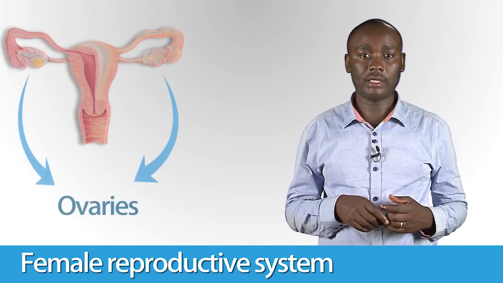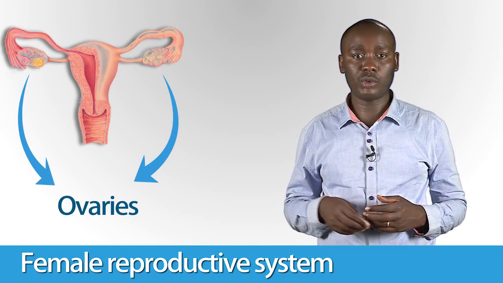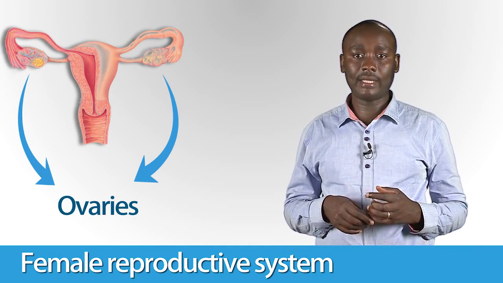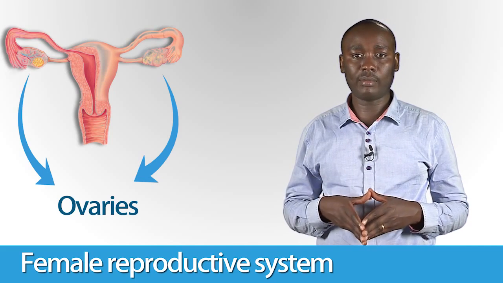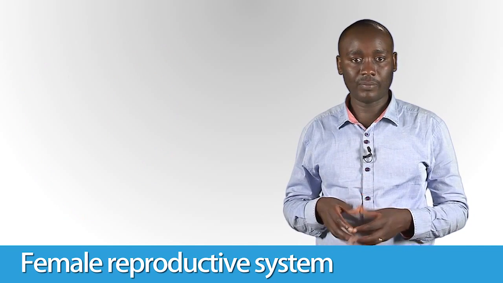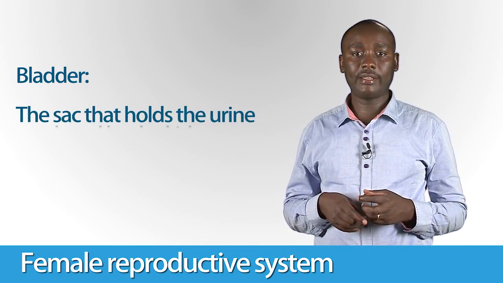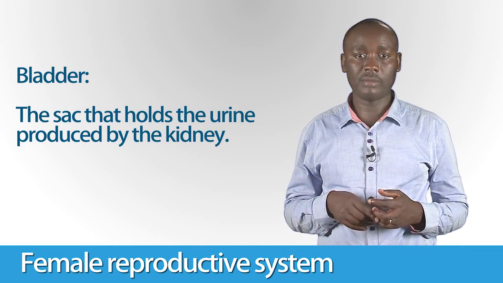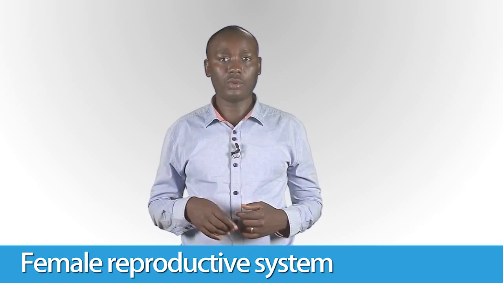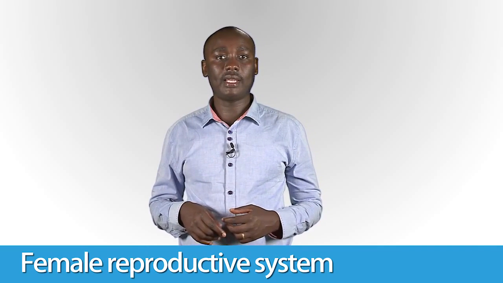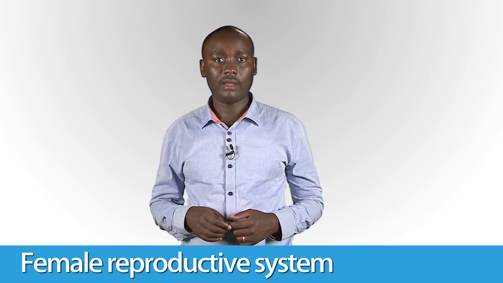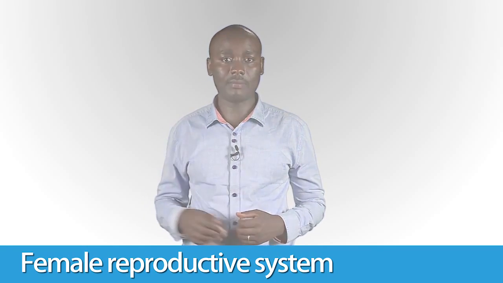The ovaries. These are the female ovum-producing glands. These glands contain all of the ova from birth and start releasing them once puberty starts. The bladder. This is the sac that holds the urine produced by the kidneys. As we went through all the parts of the female reproductive system and their roles, let us learn how it functions. For this, we define some key terms.